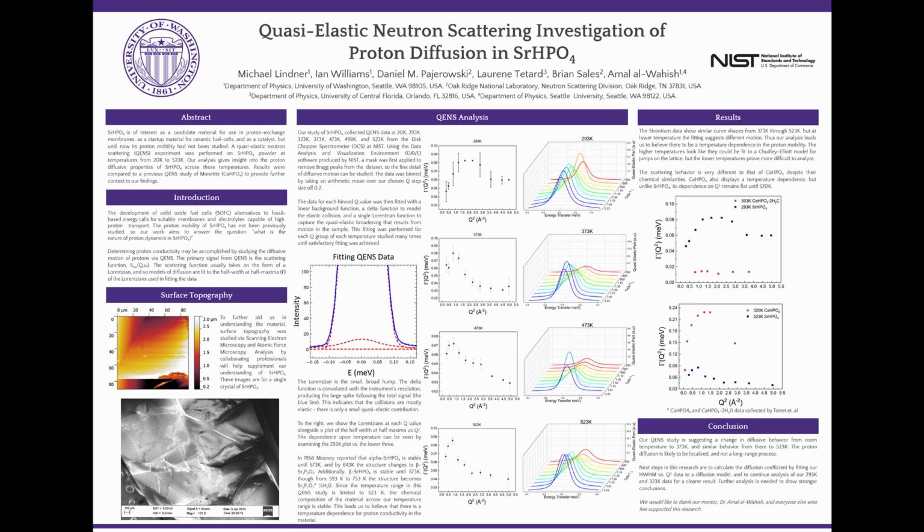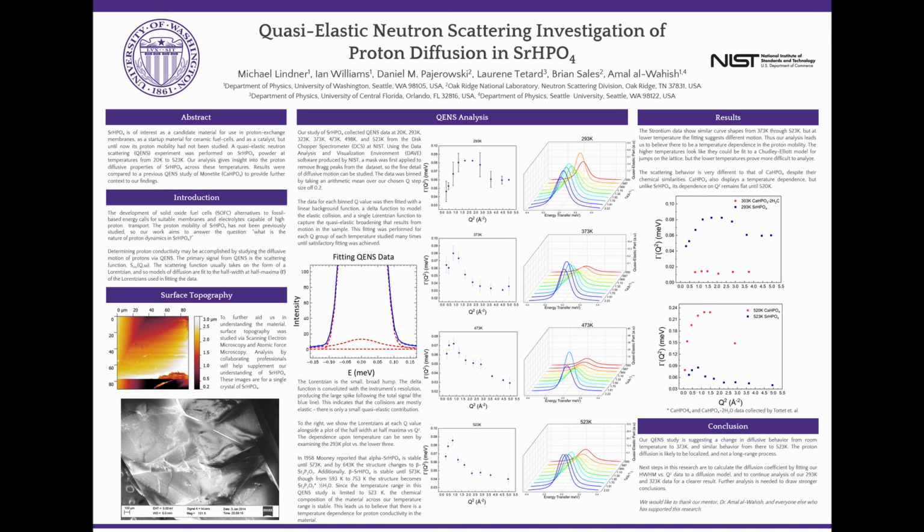An ideal result for proton conductivity in a candidate material would be a long-range diffusive process, which would look like a linear relationship between the half-width at half maximum and Q squared, with Q having units of inverse length and being the quantity with which our data is binned.